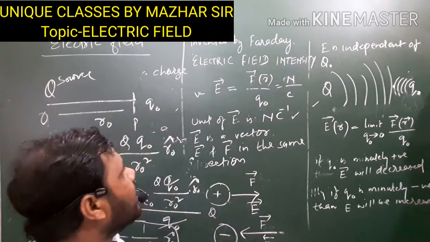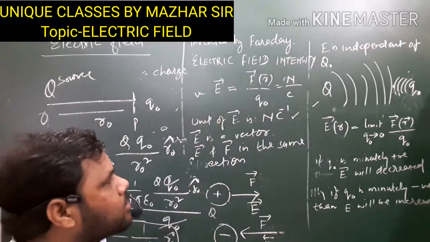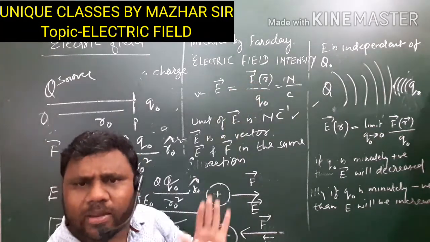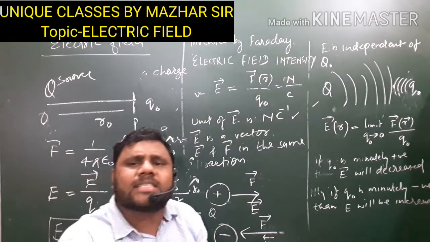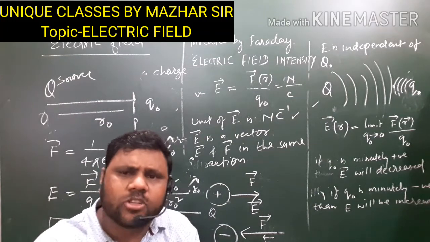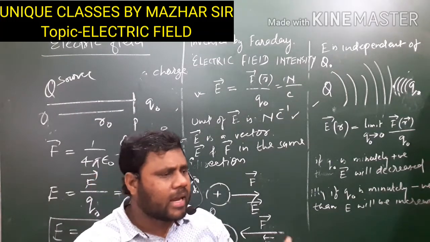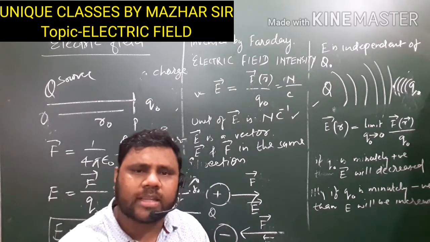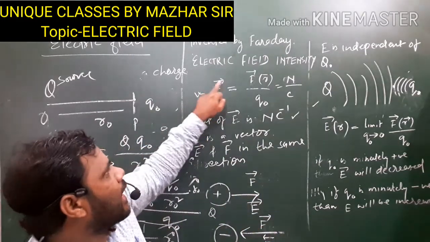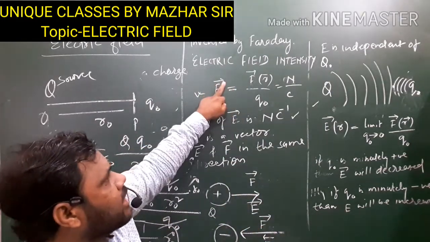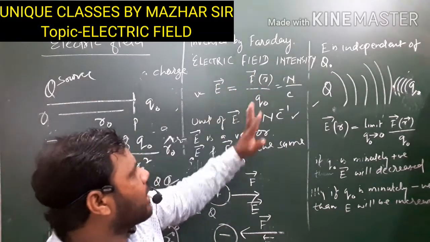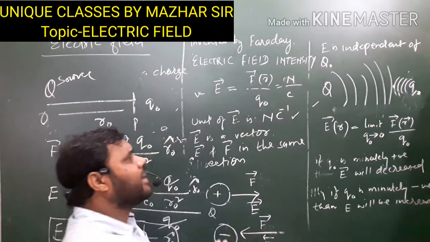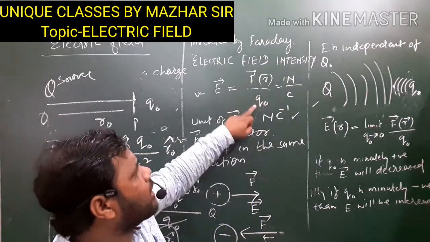So electric field intensity is measured in this way, F by q naught. This is a vector quantity because it has a certain direction. The direction of the force and the electric field would be the same. I have written here that the electric field intensity and the force are both in the same direction.